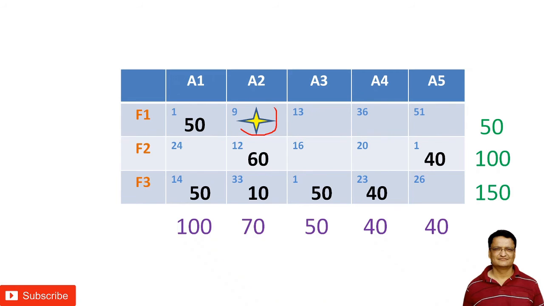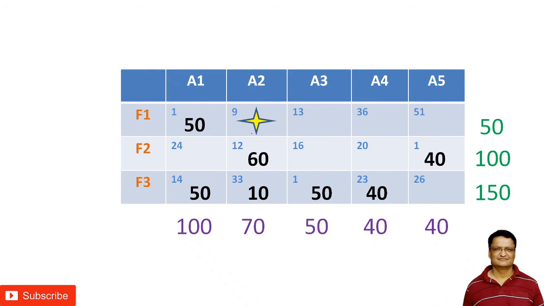So I have marked a star at this cell because we found out that the opportunity cost for this cell was negative, and for the other empty cells it was positive. So if you want to allocate something at this cell, we have to find the loop, right? So what is meant by a loop?